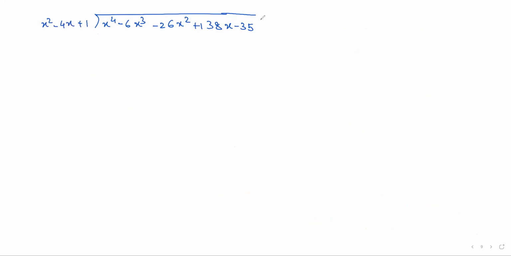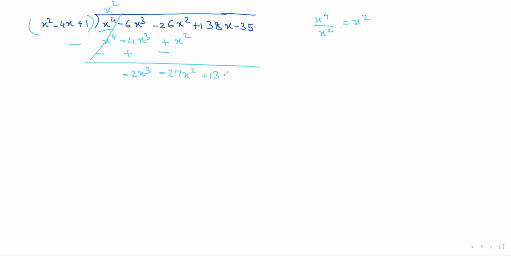Using our basic method, first term divided by first term, so x to the power 4 divided by x squared, you'll get x squared. Now this x squared is placed over here, then x squared multiplies the whole g of x. X squared into x squared is x to the power 4 minus 4x cubed plus x squared. Subtraction, sign change. Cancellation, you're left with minus 6x cubed plus 4x cubed, which is minus 2x cubed, minus 26x squared minus x squared. What does this give you? Minus 27x squared. Rest of the terms as it is.